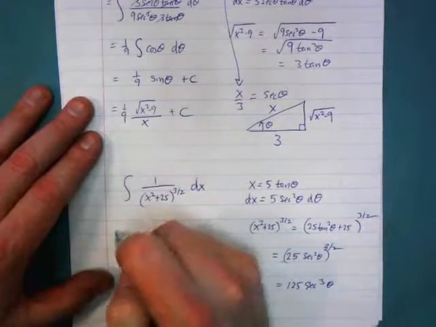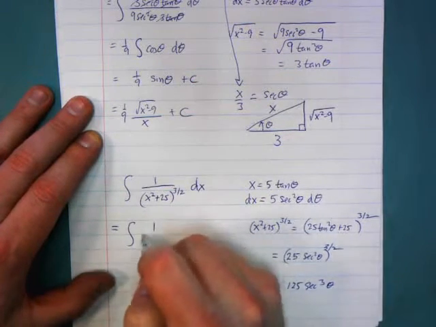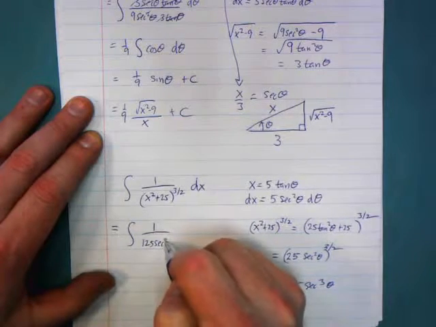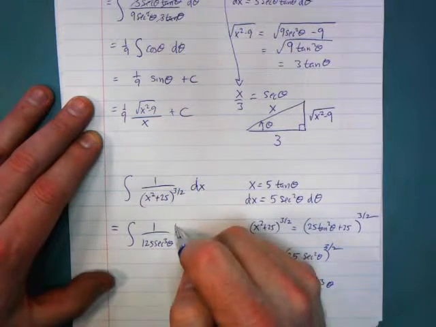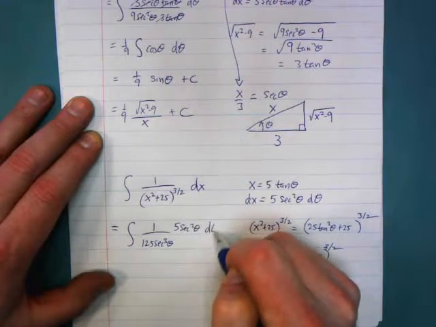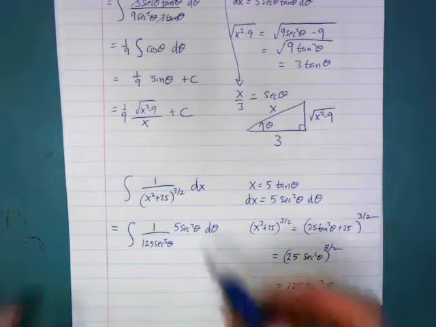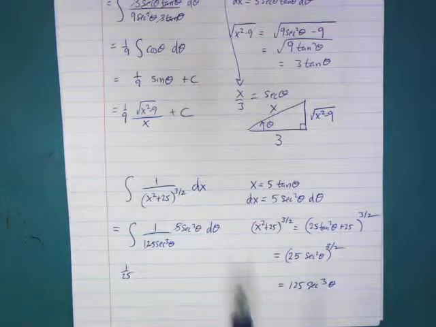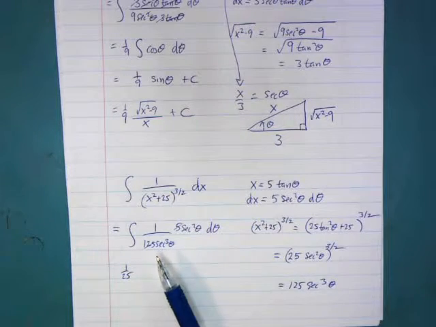All right, well, we might as well finish this. We've done all the hard work now. So we're going to have the integral of 1 over 125 secant cubed, and then on top, our dx became 5 secant squared. And that's going to work out very nicely again. Reduce the 5 with the 125, you've got a 25 on bottom. Reduce the secant squared with the secant cubed, and you're left with a secant on the bottom, which is a cosine.